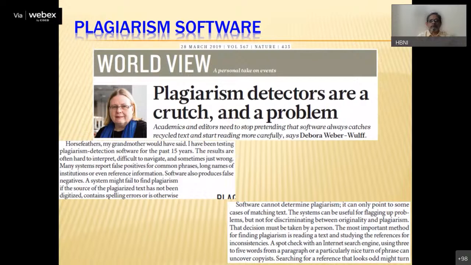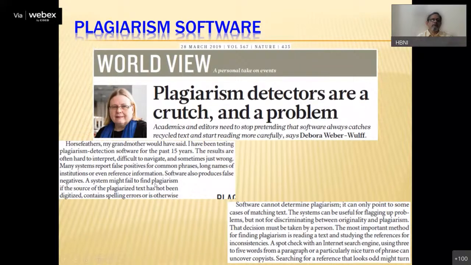There's no such software. In fact, there was an article published in 2019 in Nature. It's called the World View. Plagiarism detectors are a crutch as well as a problem. So what the author says is that I have been testing this detection software for the past 15 years. The results are often hard to interpret, difficult to navigate, and sometimes just wrong. Many systems report false positives for common phrases, long names of institutions, or even reference information. Software also produces false negatives.